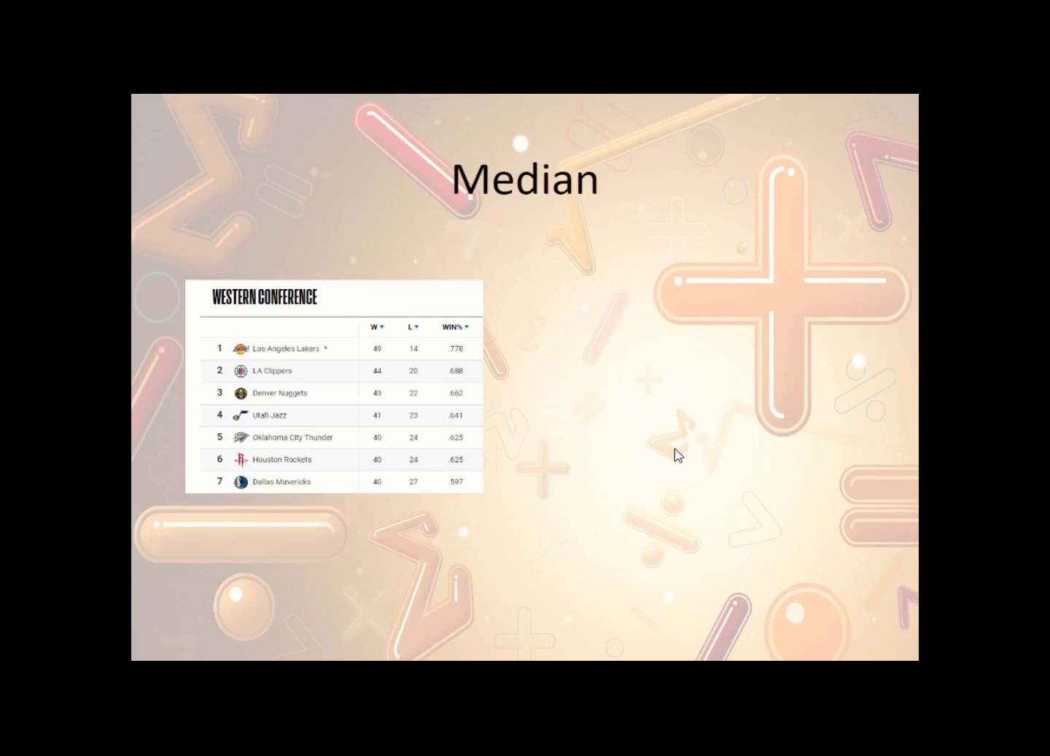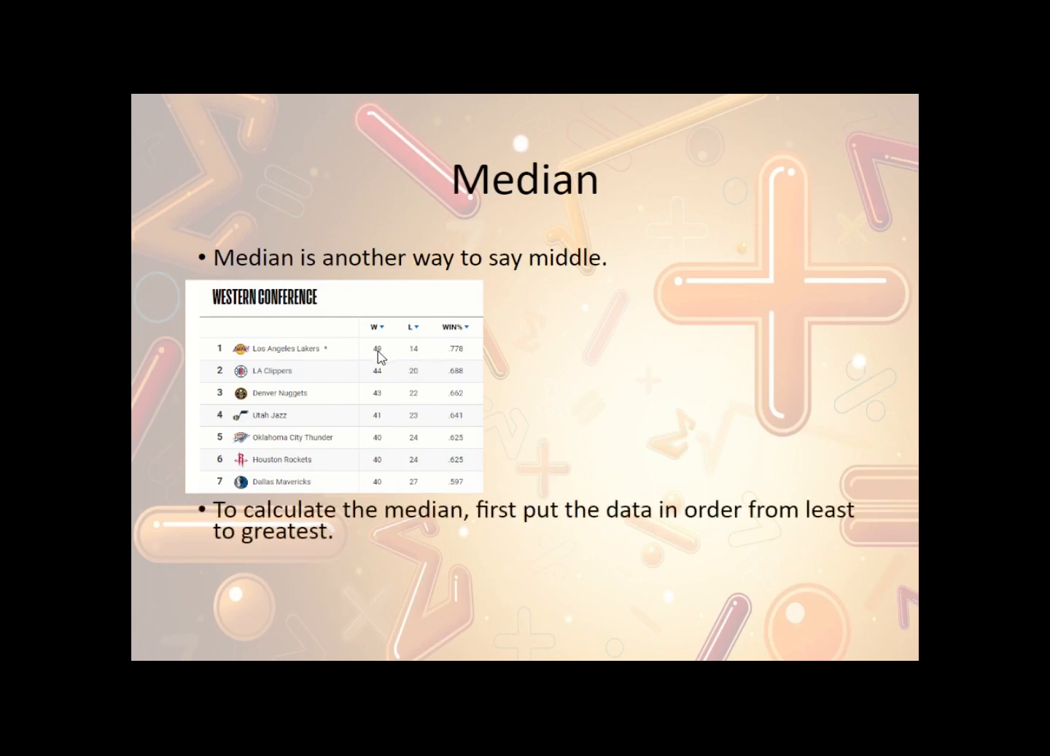Now median. So the median is the middle. What we're going to do is take all of our values and put them in order from least to greatest. And then we're going to start crossing out one number on each side till we reach the middle.